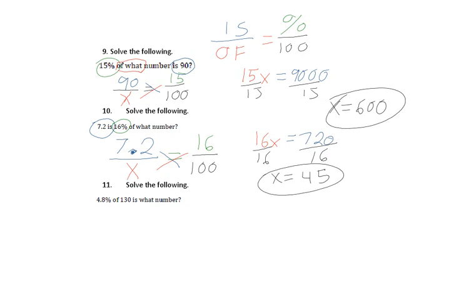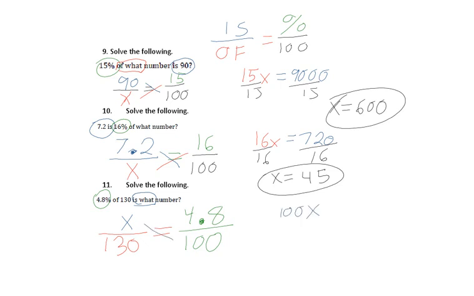All right, question 11. 4.8% of 130 is what? Well, there's our percent, 4.8, so let me do 4.8 on top. In fact, I'll do it on top of 100. 130 is the of, so that's going in the bottom. And is what? Meaning, I don't know what is. So, let's cross multiply and see what happens.